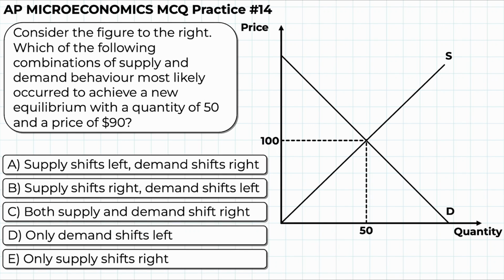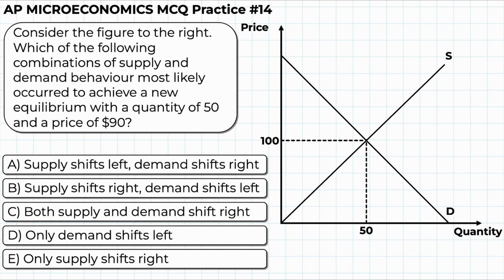All right, AP Microeconomics practice question 14 looks like this. Consider the figure to the right. Which of the following combinations of supply and demand behavior most likely occurred to achieve a new equilibrium with a quantity of 50 and a price of $90?